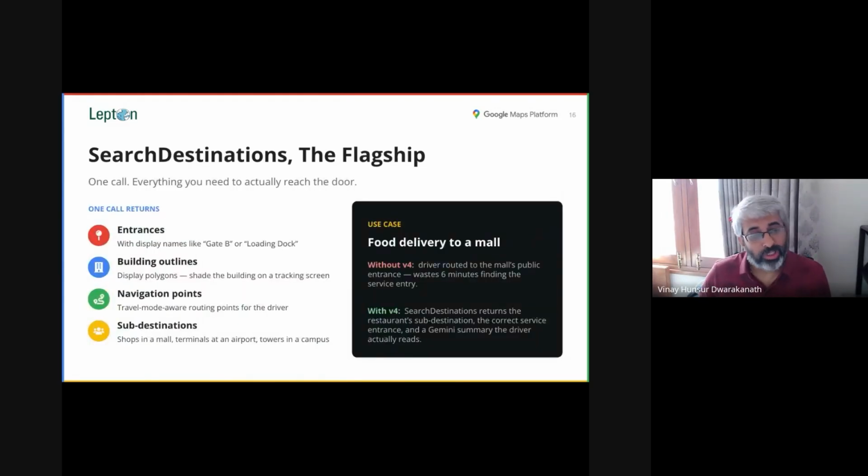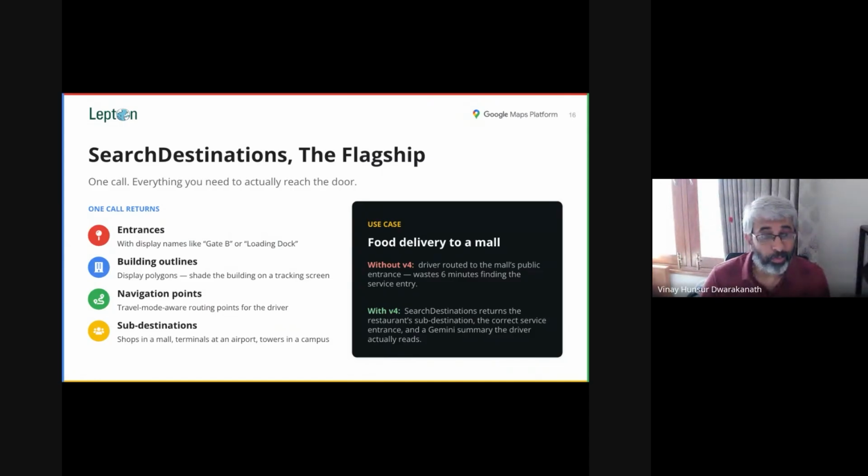Let's move to search destinations. Entrances: this is not just one point, it is a list, each with a real name like main gate or service entrance or loading dock. The API tells you which one is preferred. So it's no longer just one point, and I think that is a very important distinction to make.